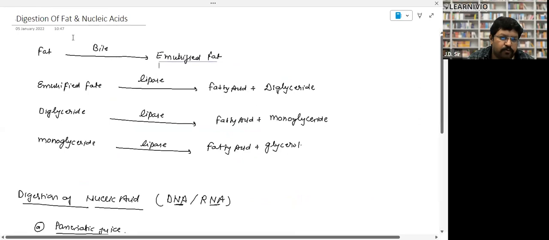Digestion of fat and nucleic acid. Fat, with the help of bile juice, is broken down into small droplets and dissolved with the water, and emulsification takes place. So bile converts pure fat to emulsified fat, meaning mixed with the water. Emulsified fat is broken down by lipases into fatty acid and diglycerides. Again, lipase breaks down diglyceride into fatty acid and monoglyceride. Monoglycerides are broken down by lipases again into fatty acid and glycerol. Fatty acids and glycerol are absorbed by the lacteal.